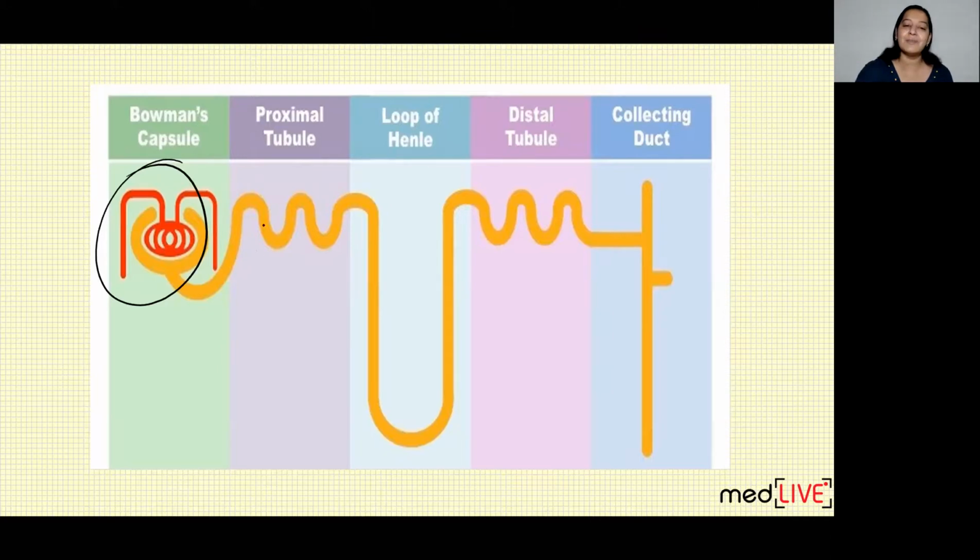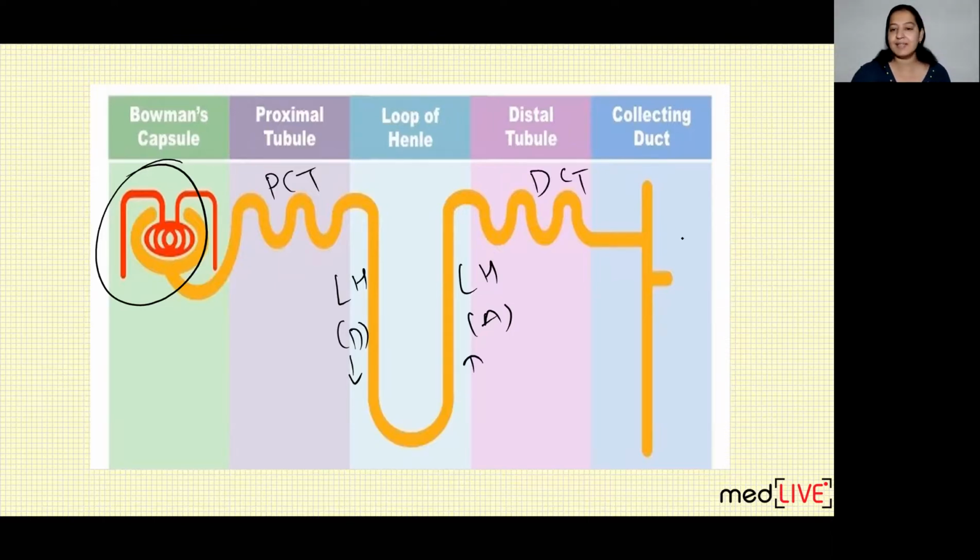The first thing which comes in line is the PCT. The second is the loop of Henle, descending limb. The third is the loop of Henle, ascending limb. The fourth is the DCT, and the fifth is the collecting tubule. We don't have to mug up the sequence. We know the diagram of a nephron: first we draw the glomerulus, then PCT, loop of Henle descending limb, ascending limb, then DCT, then collecting tubules.